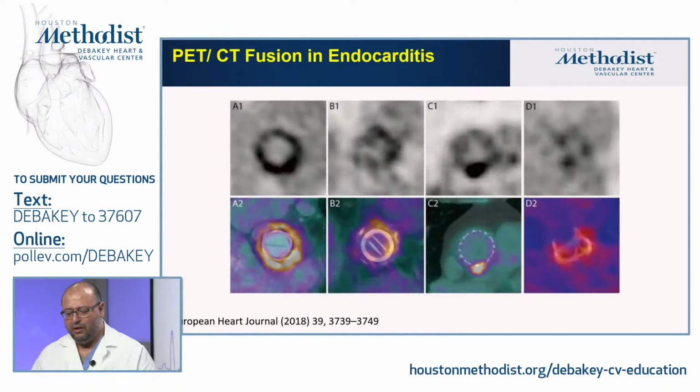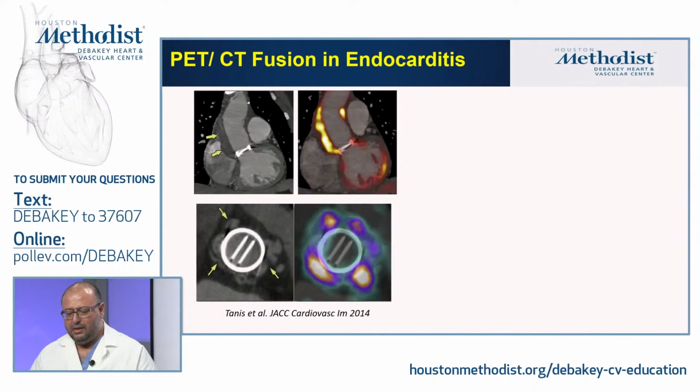that this is vegetation. And here there are a few cases showing different patterns that you can see in endocarditis: heterogeneous uptake, more focal uptake, very much focused around the valve, but also in other areas. You can see here, for example, a patient who has not only the valve infected and multiple abscesses around the valve, but also the aortic root that is affected.